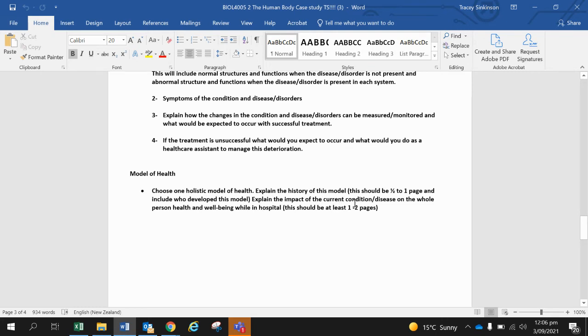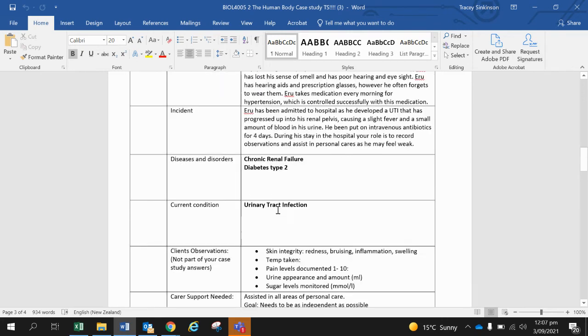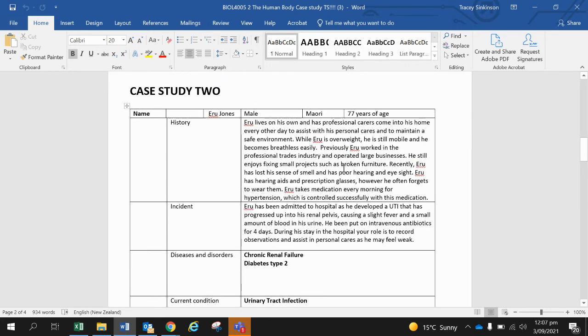Then explain the impact of Eru going into hospital, okay, because of his current condition, the UTI. Explain the impact of how Eru has gone into hospital, how it's affected his health and well-being while in hospital. So as you can see, Eru likes to still fiddle around with small projects. He's not independent, but he does live on his own, so he has a little bit of independence. He is a little bit overweight, so he might be a little bit conscious of that, but he is mobile. He has hearing aids, prescription glasses, and we hope that when he's in the hospital, they understand and they know where it is. And he does rely on his carers coming in, which he has a really good bond with.